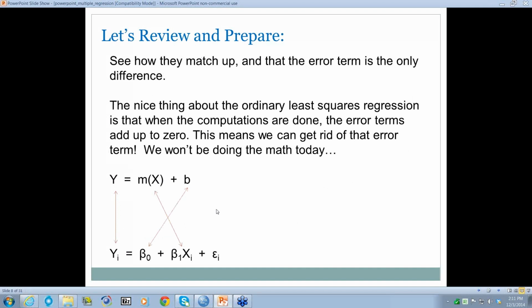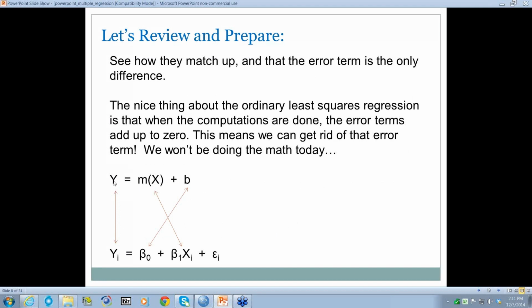The nice thing about the ordinary least squares regression, and that's the multiple regression, it's just another name, is that when you do your computations with your data, the error terms add up to 0. So that means we get rid of that error term. And we won't be doing that math today. However, I'll show you a little bit. When I go through it, you'll see what I mean. It's how they would go to 0.